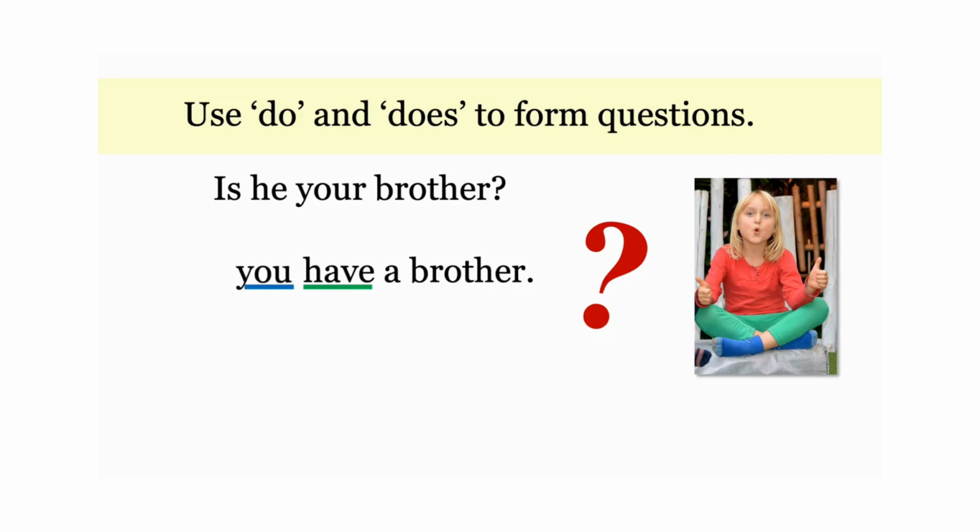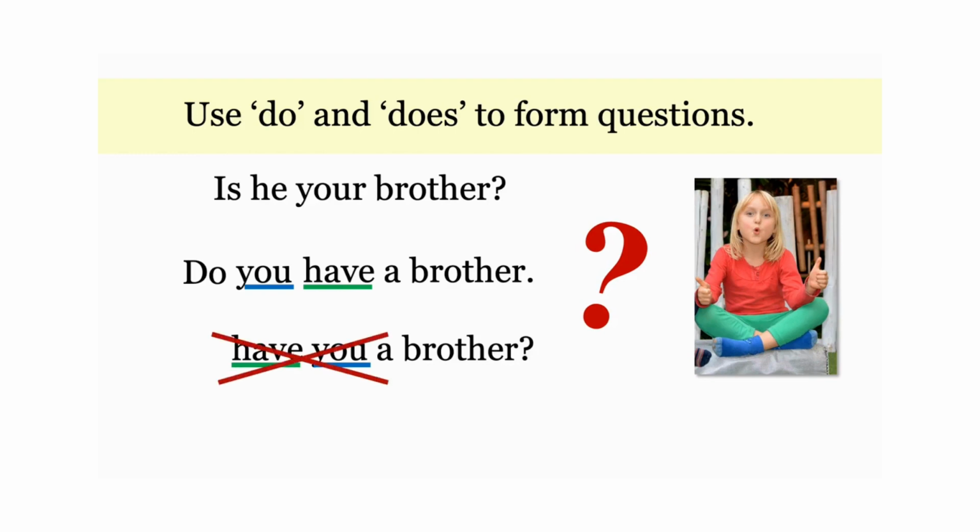To form the question, we just add the word do in front. Do you have a brother? We don't reverse the order like we do with be, yes, and no questions. This is incorrect. We need do. Do you have a brother?